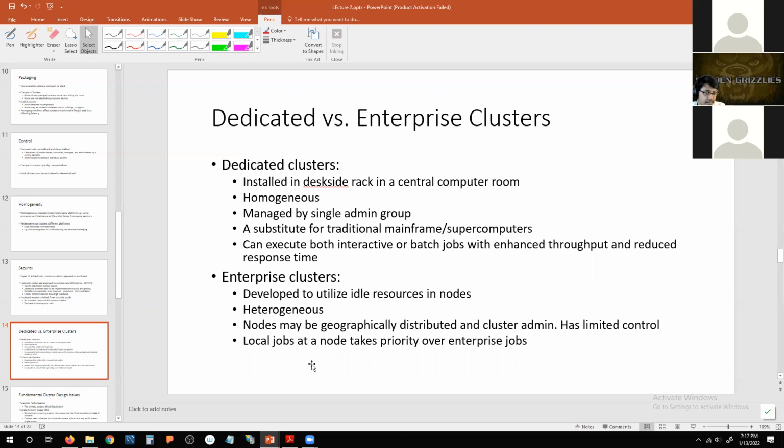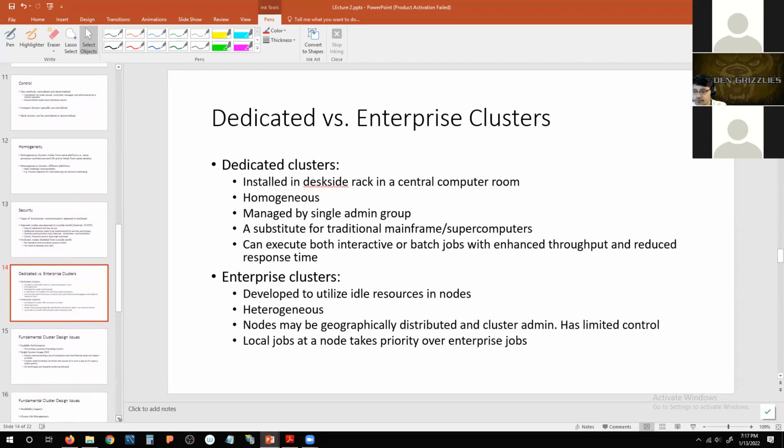That means if I connect my computer to a cluster and I run an application on my computer, that will take priority over a job request that you might have submitted to my computer. But the whole goal is to make sure that you utilize the resources.